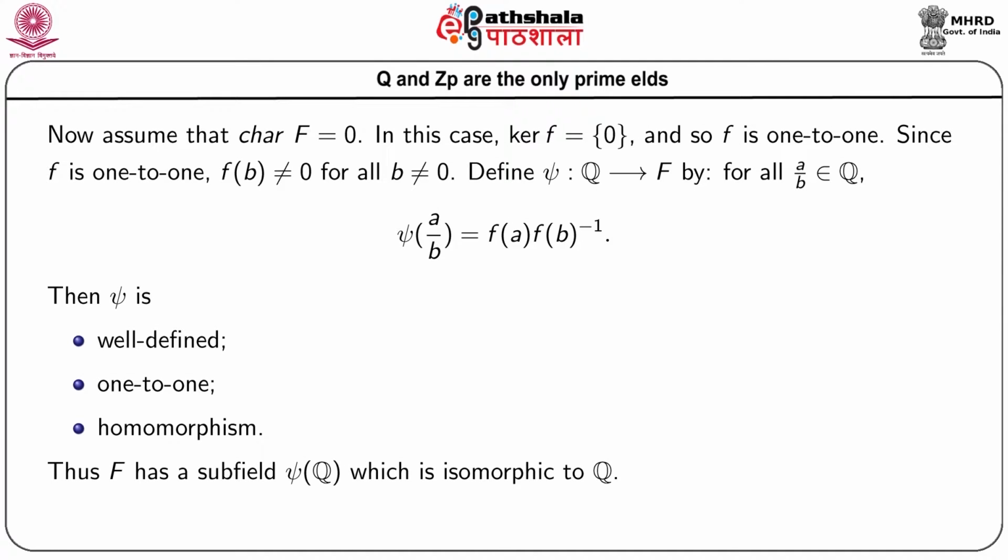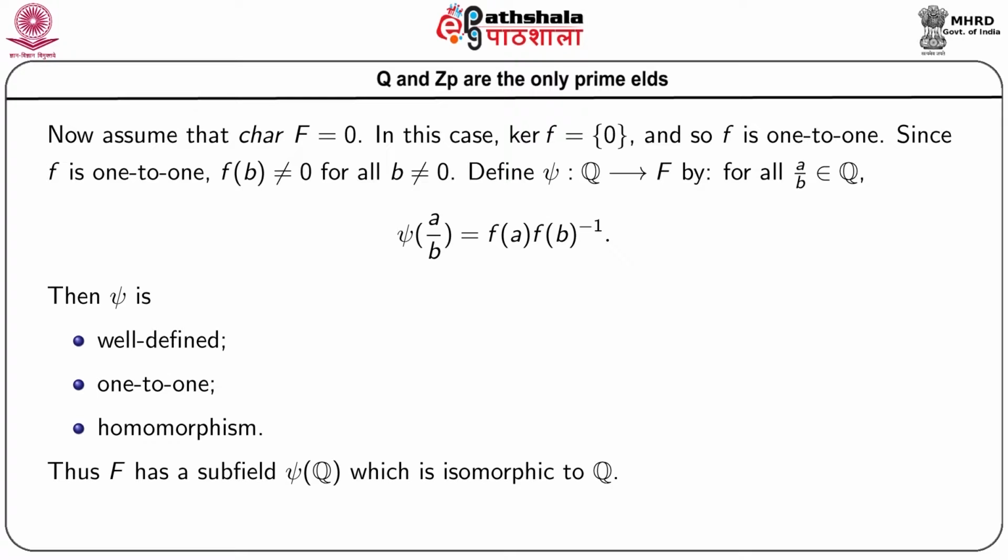Now, assume that the characteristic of F is equal to 0. In this case, the kernel of f contains only the 0 element, and so f becomes 1 to 1. Since f is 1 to 1, f(b) is non-zero for all b not equal to 0, which helps us to define a mapping psi from Q into F by psi(a/b) equals f(a) into f(b) inverse.